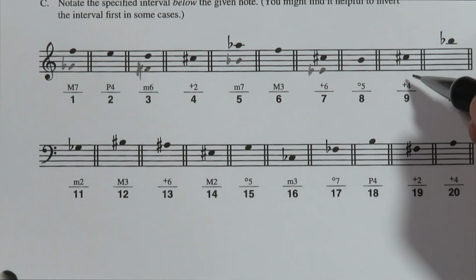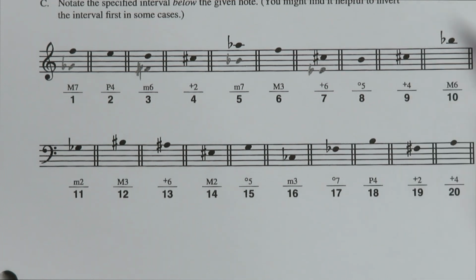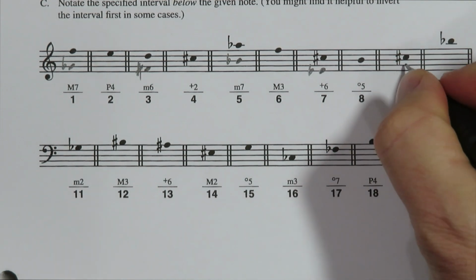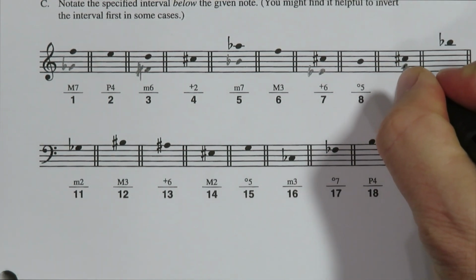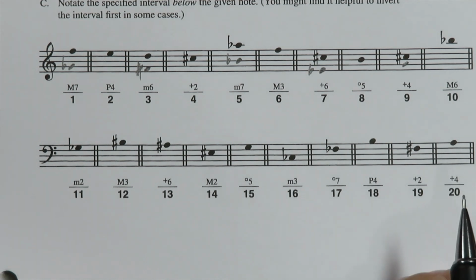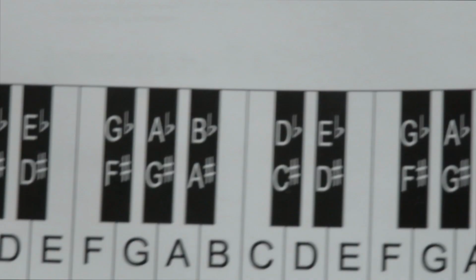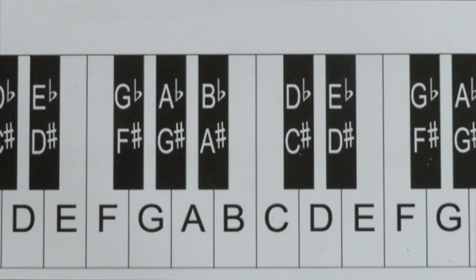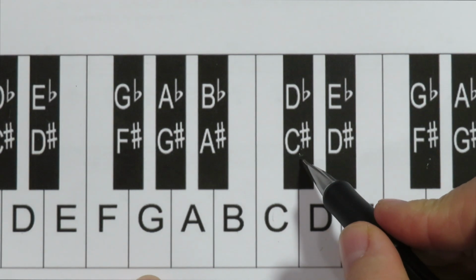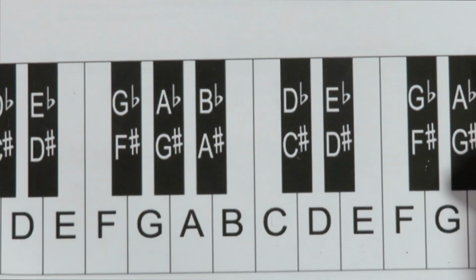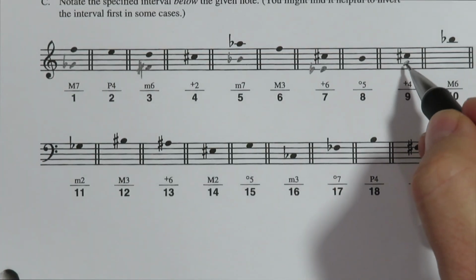Now we have an augmented fourth below C sharp. Okay, so we know a fourth below C is a G, all right? And we look here, G to C is a perfect fourth, all right? So we augment it, it becomes C sharp. And there it is already.